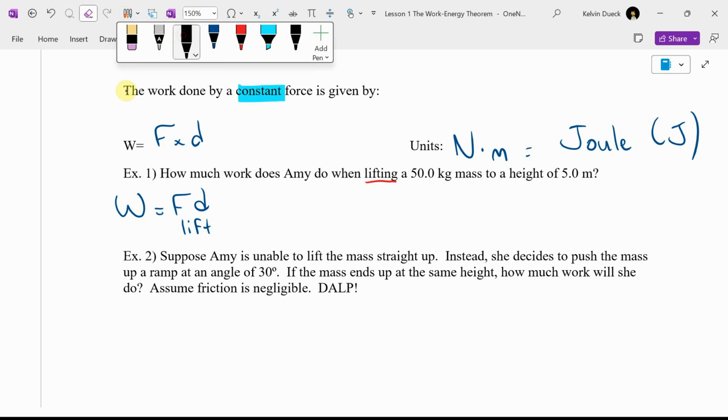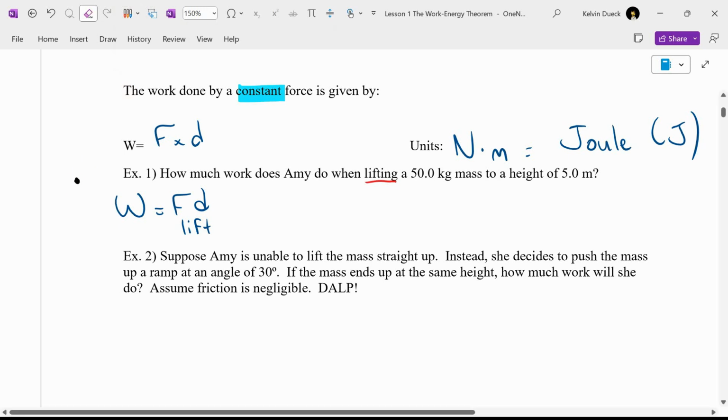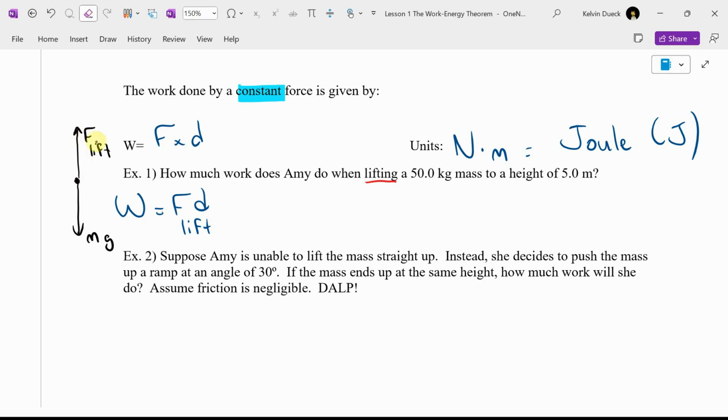I'm going to do a quick free body diagram right here. Let's suppose that Amy is doing the minimum work possible. As she's causing this to lift up, she's lifting it at a constant speed. She's not accelerating it. If she did that, what would the forces acting on it be? Get the obvious one. Okay. mg. And then we would have F lift. And if she's going at a constant speed, it would be the same size as gravity.